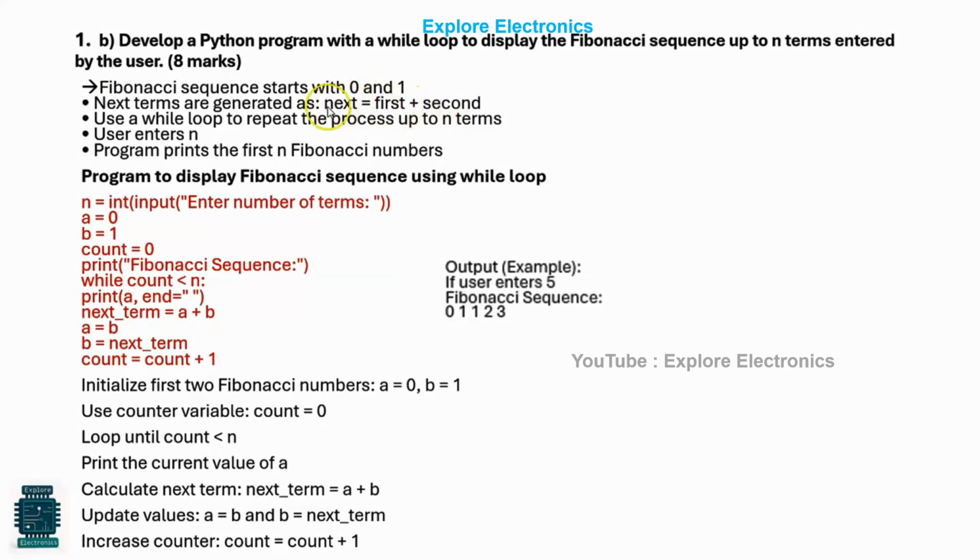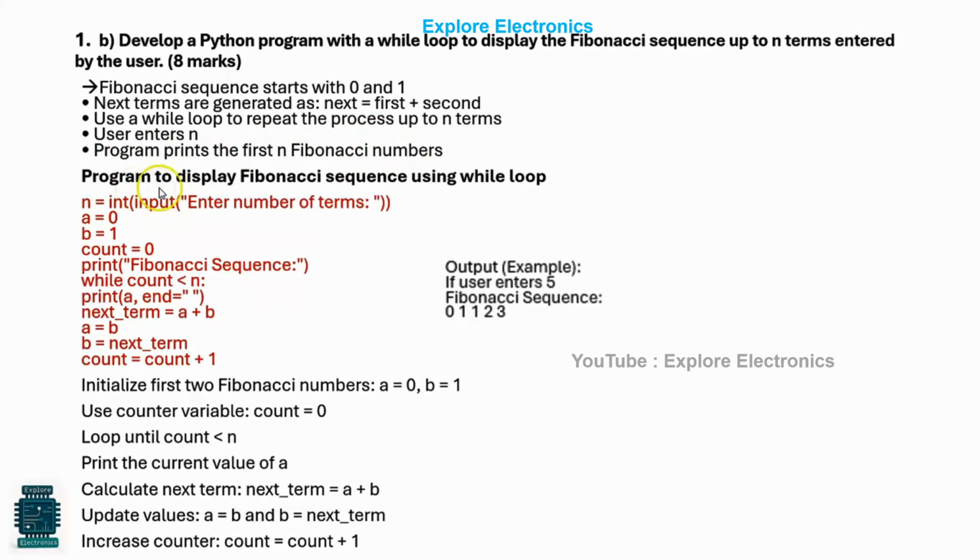This is a very important step you have to remember. Use a while loop to repeat the process up to n terms. Here they have given that while loop. We have to use the while loop. User enters n. After that, the program prints the first n Fibonacci numbers.